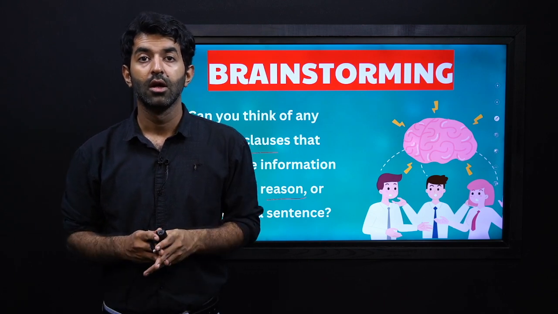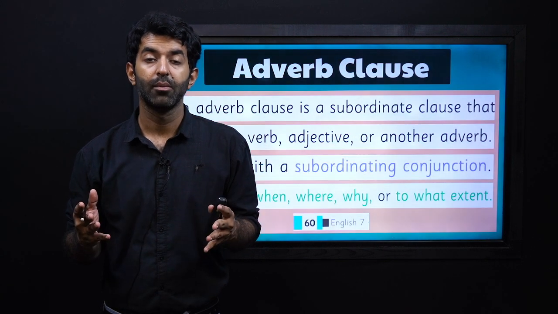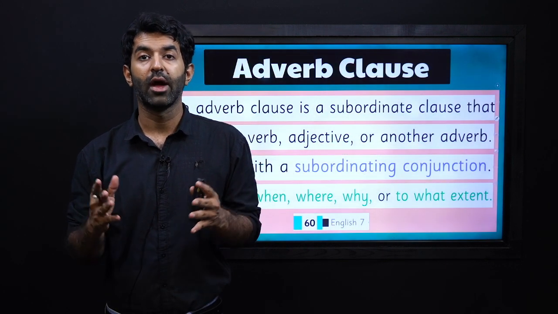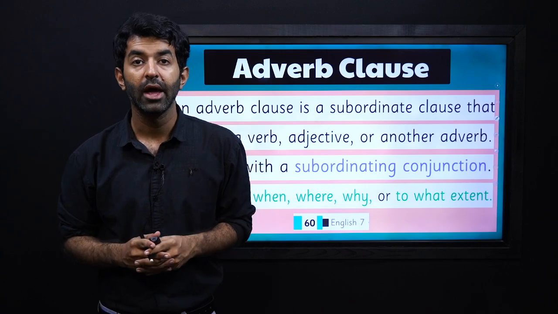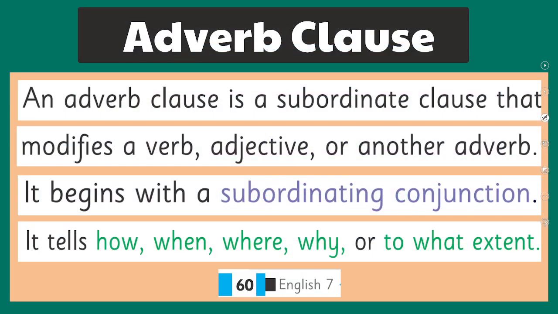All right. The purpose of our brainstorming is fulfilled. I hope that you have done it. So let's talk about adverb clauses. An adverb clause is a subordinating clause. Students, you know that clauses are of two types: subordinating clause and also independent clause. Now, subordinating clauses are dependent.